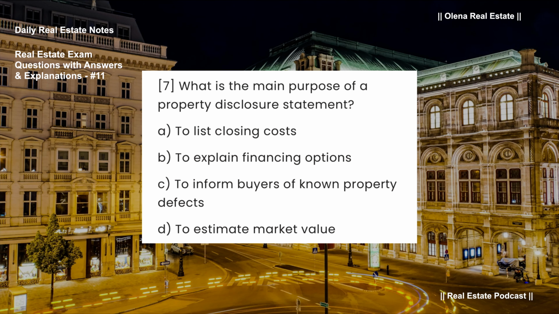What is the main purpose of a property disclosure statement? A. To list closing costs. B. To explain financing options. C. To inform buyers of known property defects. D. To estimate market value.